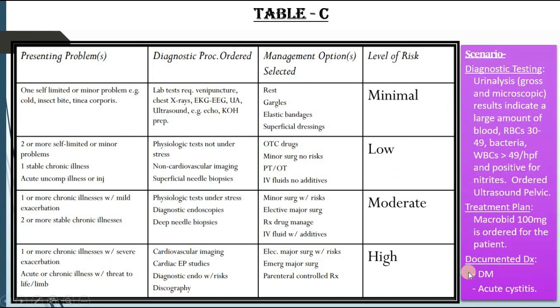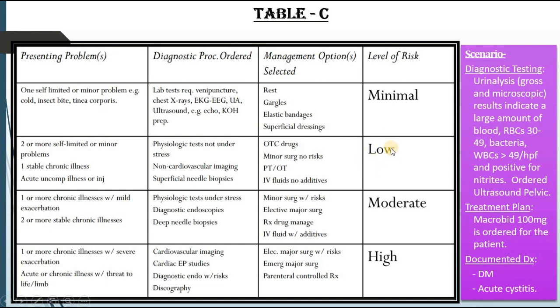So diabetes mellitus is a chronic condition. So check your level of risk. See here, one point, they have given one stable chronic illness. Diabetes mellitus is a chronic condition and now it is stable also. So our level of risk should be low. Why? Because it's not a minimal condition. So directly check for low.